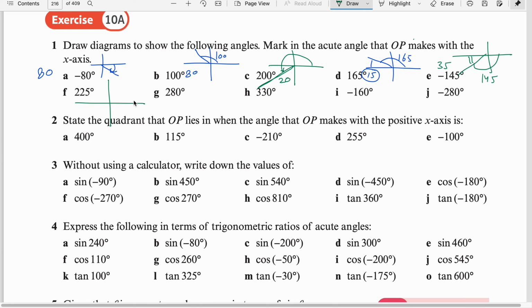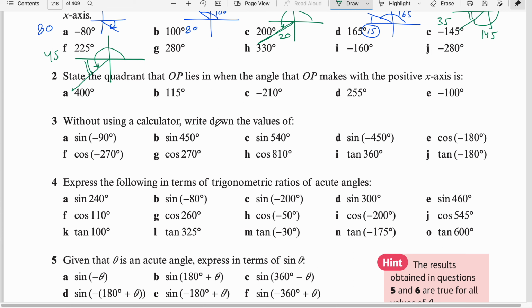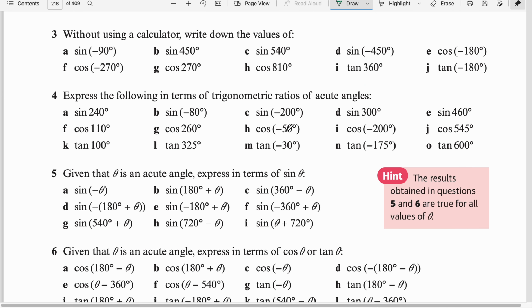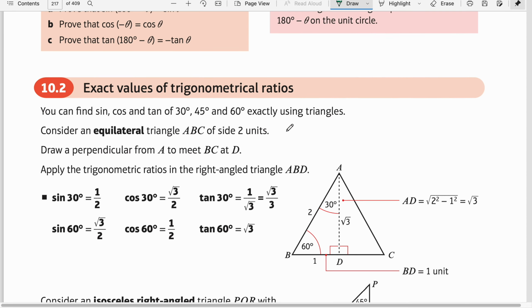Okay. 225. So we know it lies here before 270 and after 180. So what would this angle be? You can use your calculators. 45 degrees, that's right. So without using the calculator, write down the values of this. This is something which will give you the grip after practicing some of the questions. Choose random questions, you have the answers at the end of the exercise.